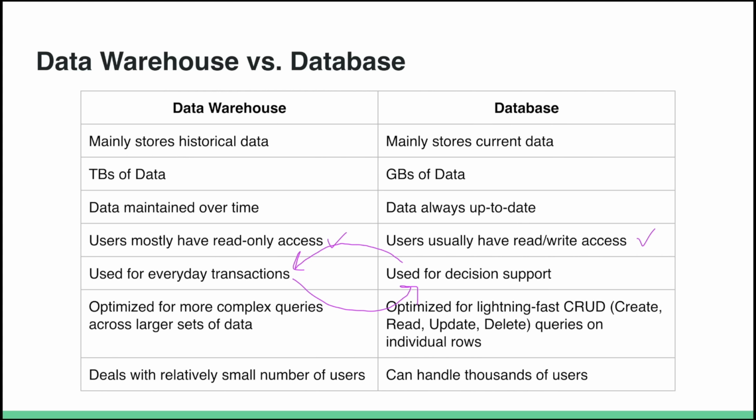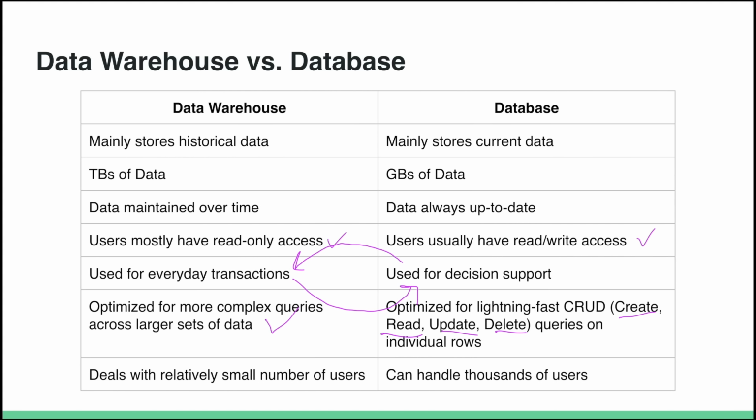A data warehouse is optimized for more complex queries across large sets of data, versus a database is actually going to be faster for simple queries, like create, read, update, and delete. So for example, if we're just creating an account on Facebook, a database is going to be the answer. But if we want to look at all the Facebook users and divide them into specific groups based on their behavior, then we're going to want to use a data warehouse.